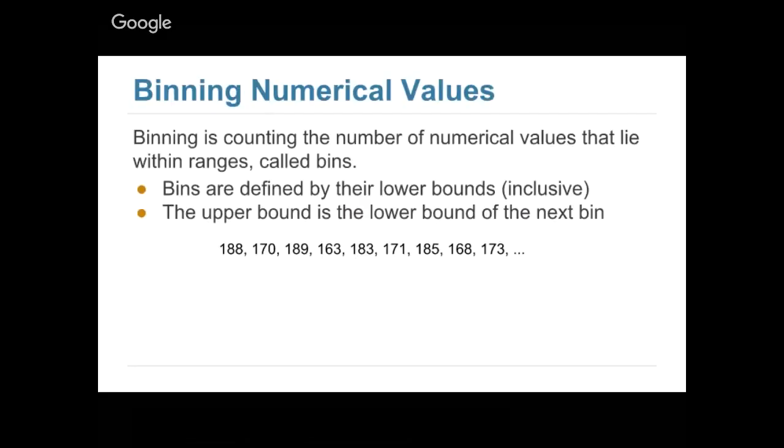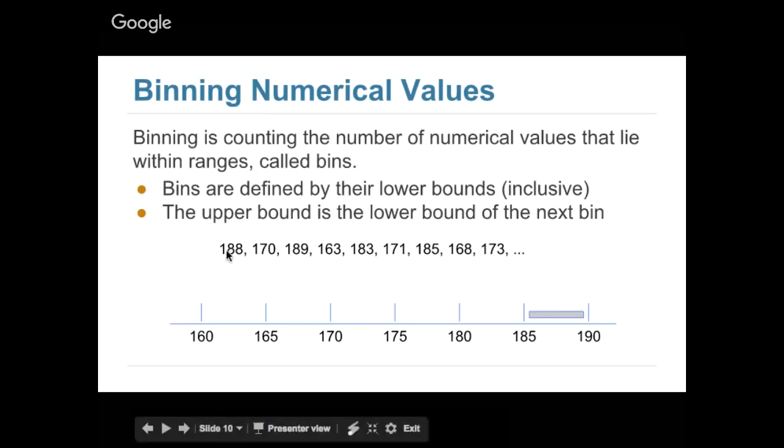So if I have these numbers and I have these bins, let's take 188. 188 will fall into this bin. 170 will go into this bin. So here's a 185, 190 bin. Again, this notation here, the bracket on the left side means inclusive, 185. But 190 will go into the next bin over here, because it's exclusive on the right side. Okay, so 170 would go here, etc.